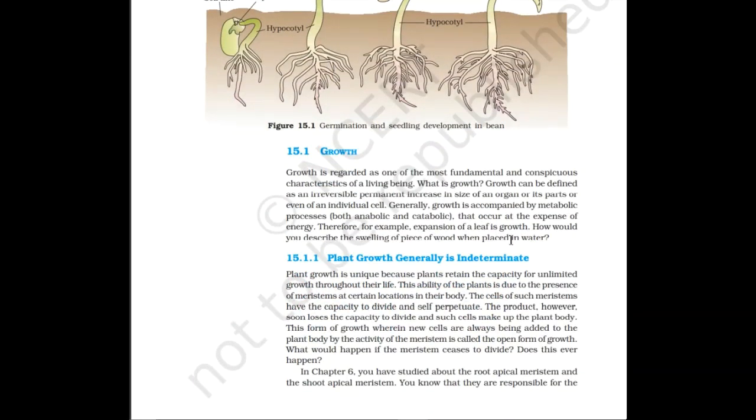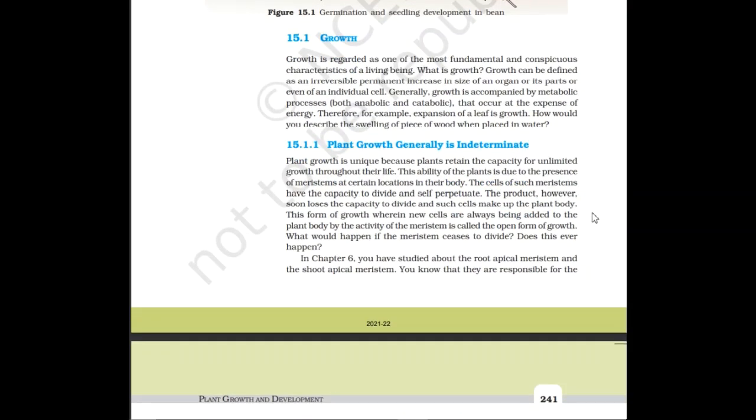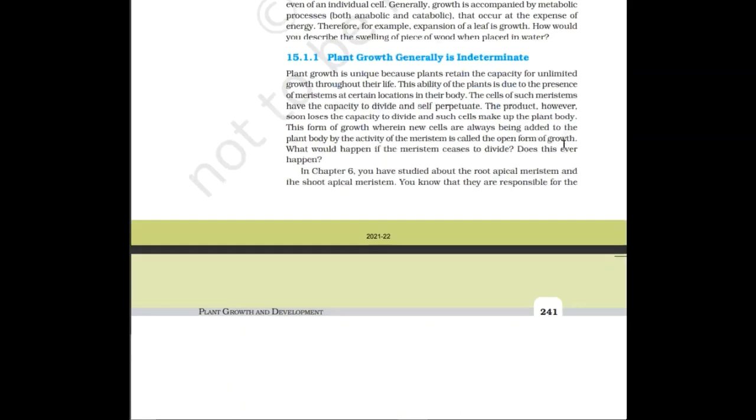Growth is regarded as one of the most fundamental and conspicuous characteristics of a living being. What is growth? Growth can be defined as an irreversible permanent increase in size of an organ or its parts, or even of an individual cell. Generally, growth is accompanied by metabolic processes, both anabolic and catabolic, that occur at the expense of energy. For example, expansion of a leaf is growth. How would you describe the swelling of a piece of wood when placed in water? This is also one type of growth.